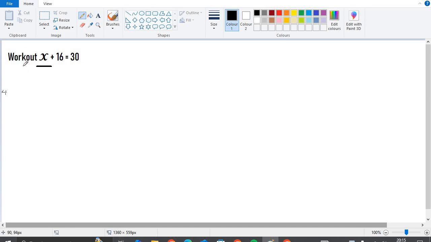So, work out x plus 16, which equals 30. Now, this may look hard and tricky, but algebra is the easiest subject any year 6 could ever learn. So firstly, we have to see what method or operation I can use to work this out. Inverse operation. Inverse operations mean when it's completely the opposite of the symbol. For example, the opposite of plus is subtract.